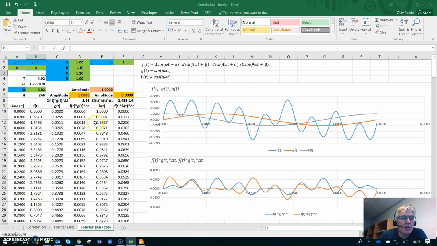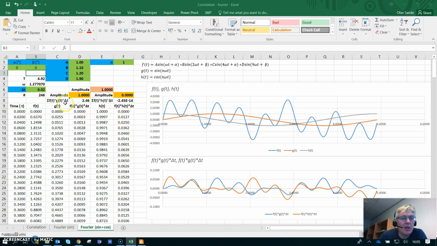Then we have 2 test functions, a sine and a cosine, because you want to do the Fourier. Here is the sine, and here is the cosine. And then we have the function we want to analyze, multiplied with the test function, sine, times delta t, and we have summed that down here. And we have done the same for the cosine function here, summed it down.